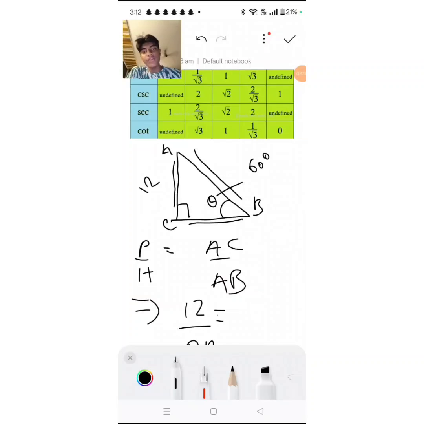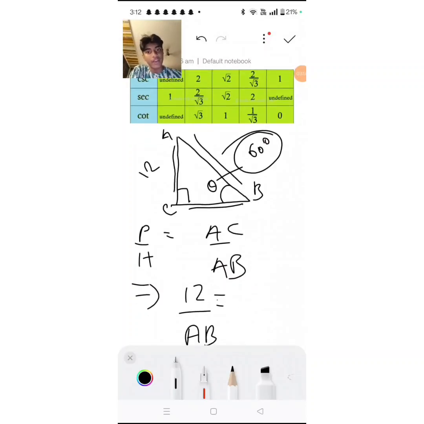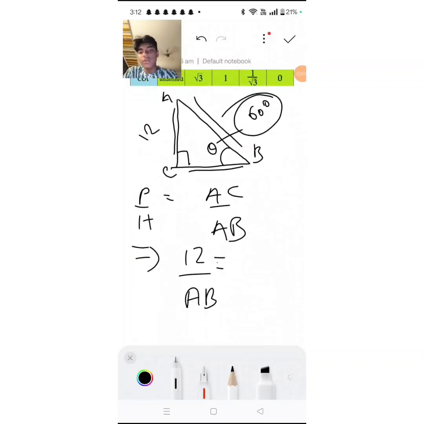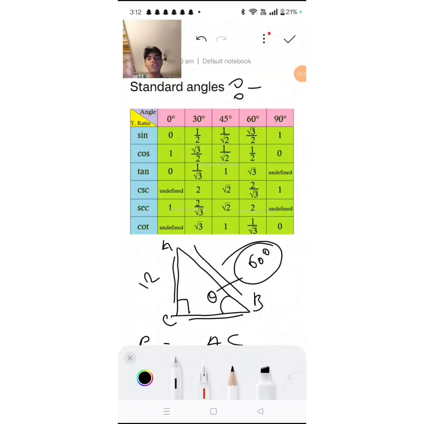But that is equal to sine theta. Now in this, theta has been given to you as 60 degrees. So since theta has been given to you as 60 degrees, 12 by AB will just be equal to sine of 60. This is where the application of standard angles comes in. So you know that this is sine 60, right? What is the value of sine 60? You should know it at the top of your head: it's root 3 by 2.